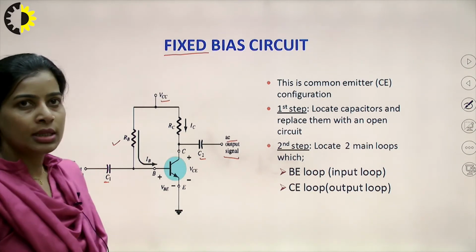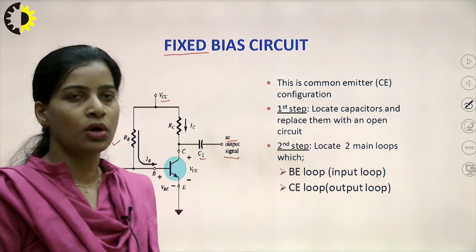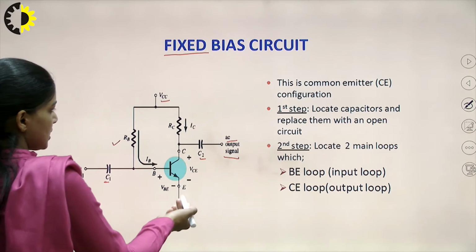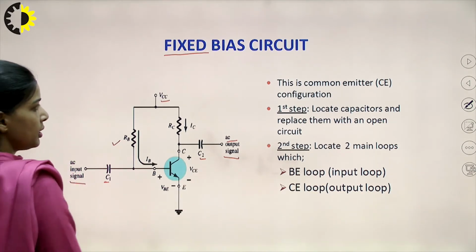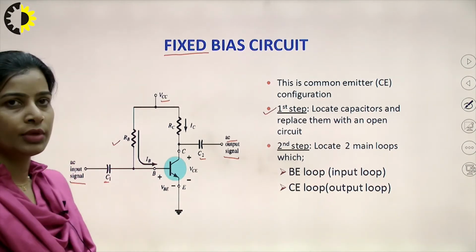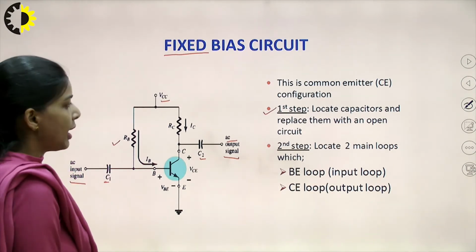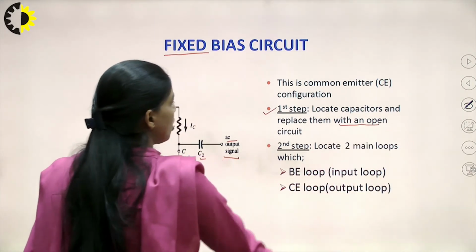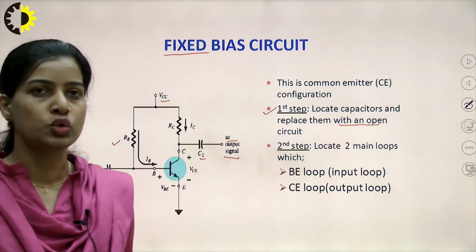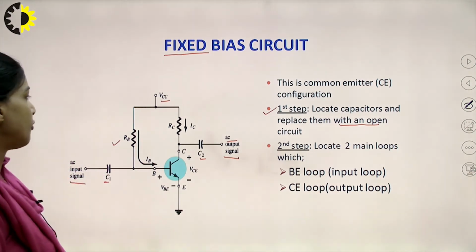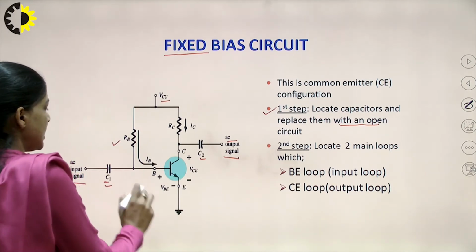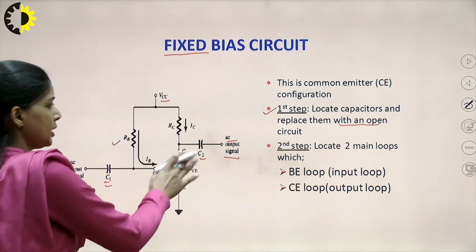So, what will be the steps to do the analysis for any biasing circuit? As we can see, here it is a common emitter configuration. In the first step, we have to locate the capacitors and replace them with an open circuit. Why are we replacing them with an open circuit? Because we are going to do the DC analysis, and we know that XC is 1 upon 2 pi FC, and for DC, F is zero, so we get the value of XC as infinite. So, we make it an open circuit.